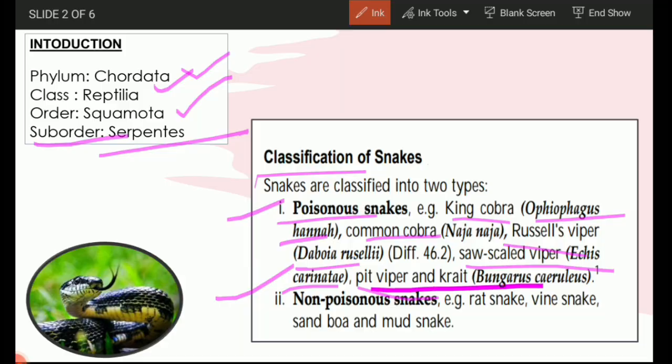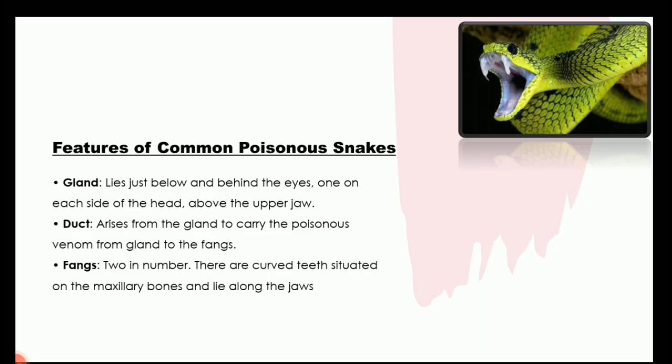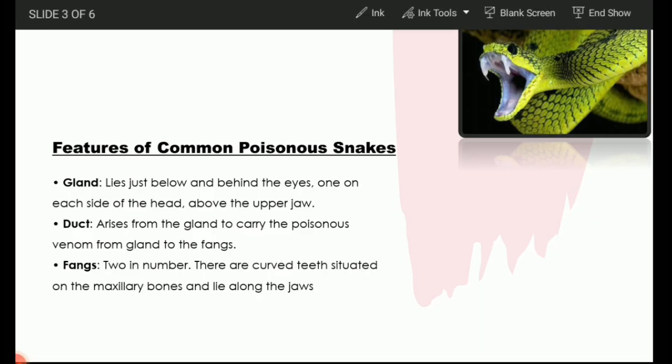Like I have personally seen this king cobra, somewhere, I don't know where. I went to some zoological park and I saw it. Then this is a poisonous snake for sure. You can look at the fangs and how aggressive the snake is.